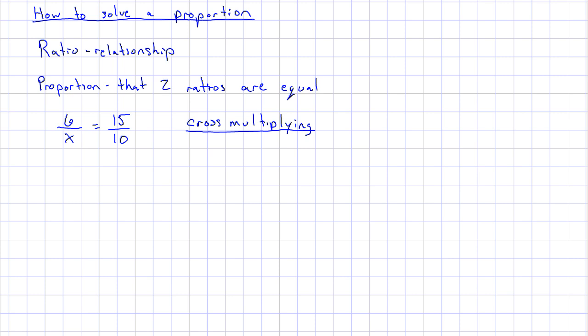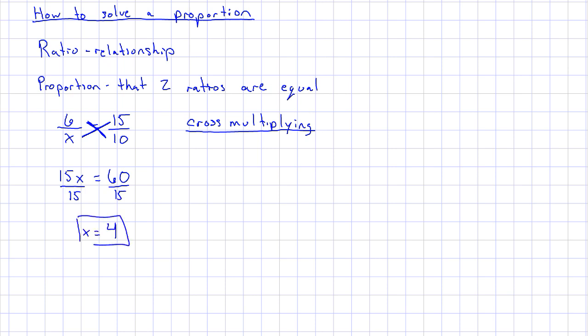So I'm going to cross multiply. What I mean is I multiply the x by the 15. So I'll write that as 15x. And then I multiply the 6 by the 10. And I get 60. So I'm doing this, and then I need to still solve for x. I need to isolate x, get it by itself. It's being multiplied by a 15. So I divide both sides by 15, and I end up with x equals 4.